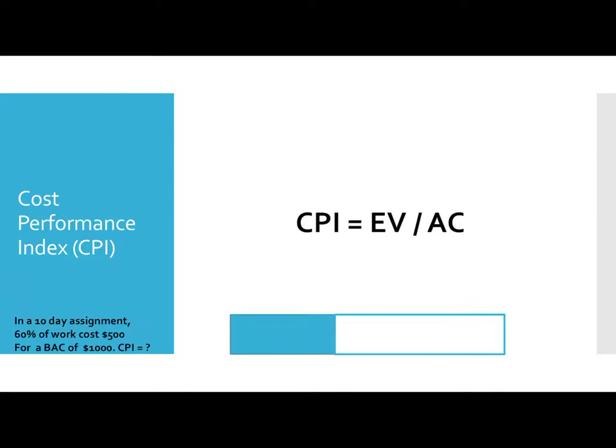Let's see an example. In a 10-day assignment, say 60% of the work is completed and it's costing them $500. This is the actual cost, and the budget is $1,000. So what is the CPI? CPI uses the earned value. Earned value is 60%, so 60 by 100 into 1000, which is $600. $600 divided by the actual cost of 500 is going to be 1.2.